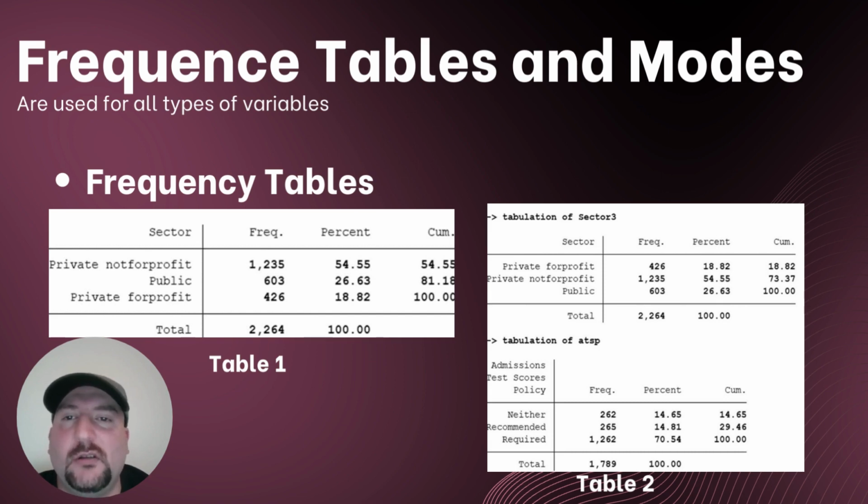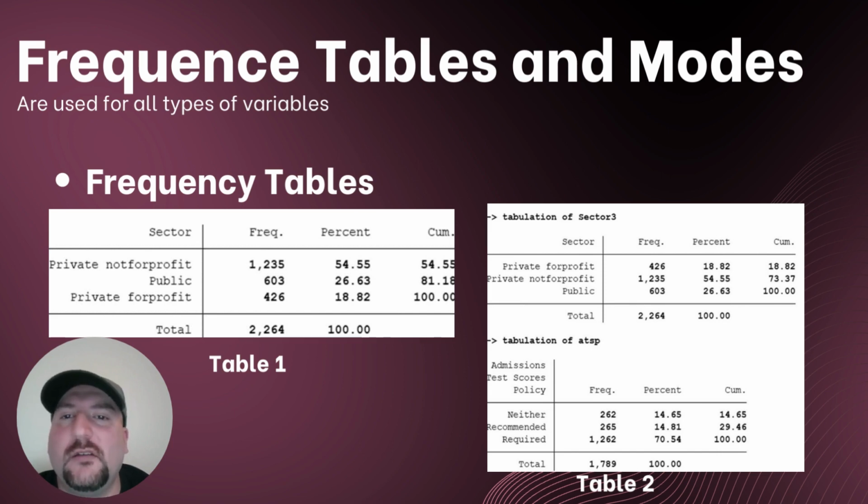In Table 1, the example on the left side of the screen, we can see a frequency table that shows the actual number of frequency and percentage of each type of college in the dataset. The cumulative column adds up the percentages from the percent column.